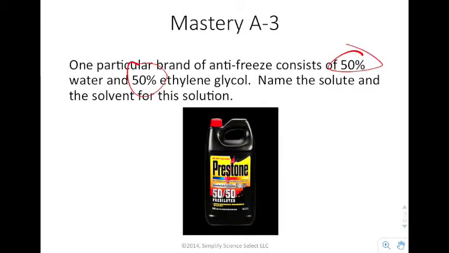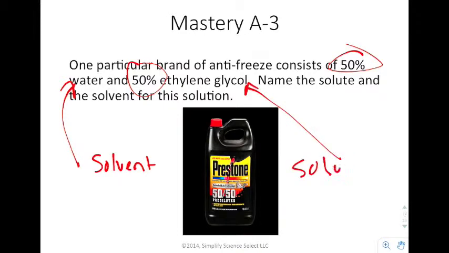If that's the case, we tend to identify water as the solvent just because it's generally considered the universal solvent, and then we would say ethylene glycol would be the solute. But in actuality, since it's a 50-50 mix, it wouldn't matter which one you identified as the solute and which one you identified as the solvent.